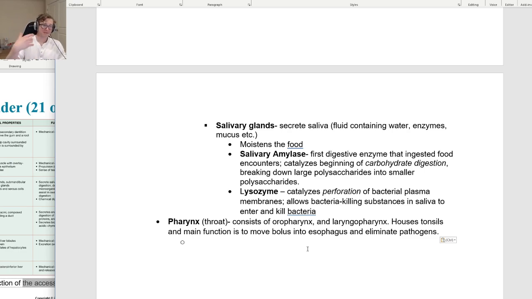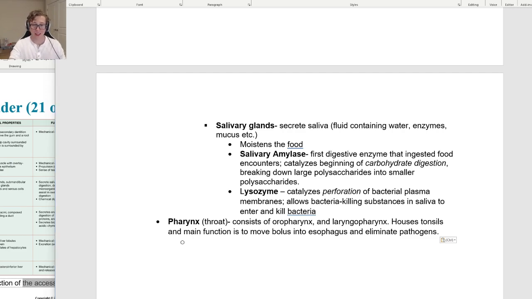Gross. But the main thing that I want you to know about this is that your pharynx has tonsils. They're essentially lymphatic organs that help in the removal and processing of bacteria. Another safeguard before we're actually getting down deeper into the body. Another thing it does is assist in moving the bolus into the esophagus.